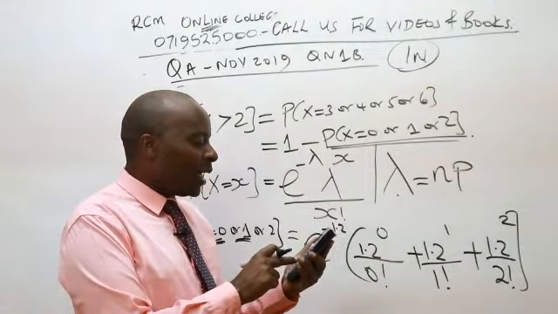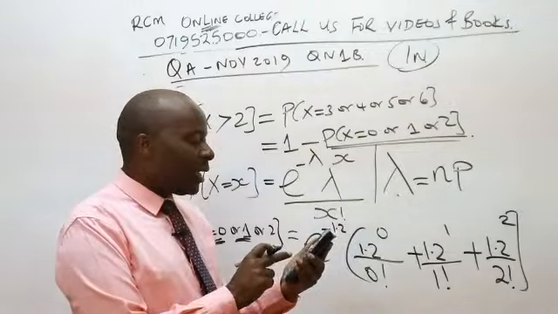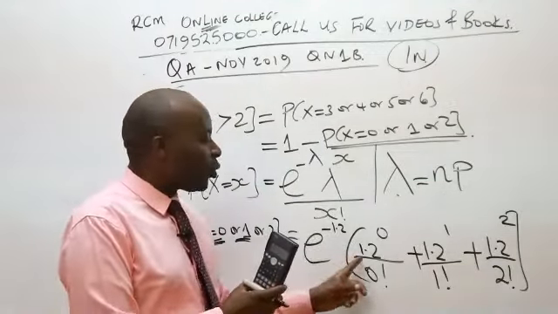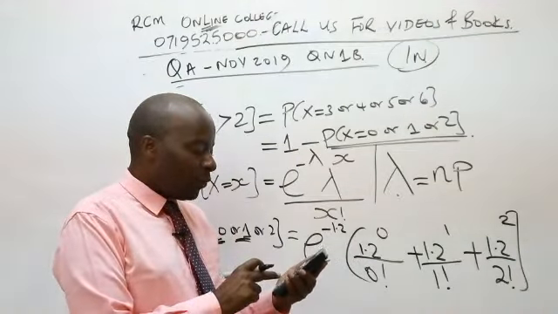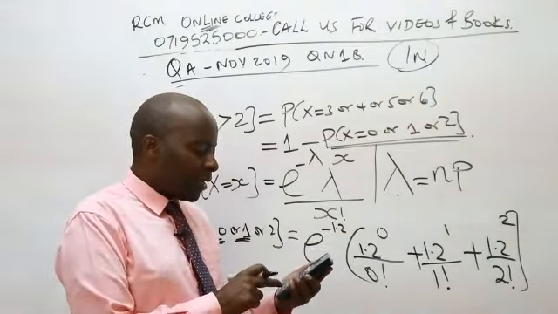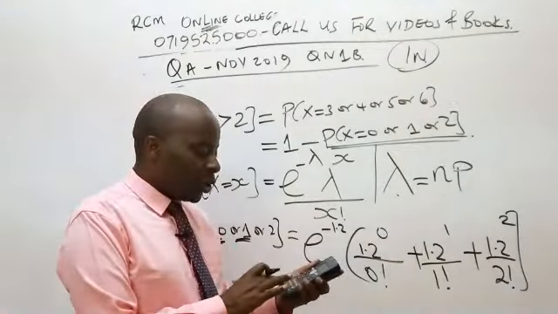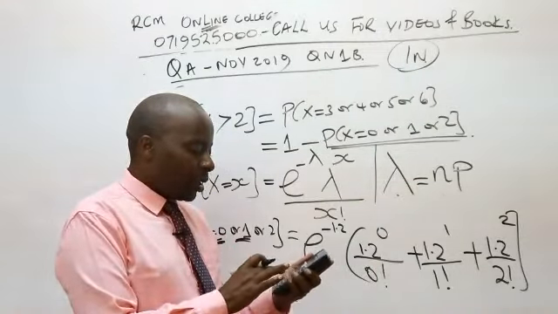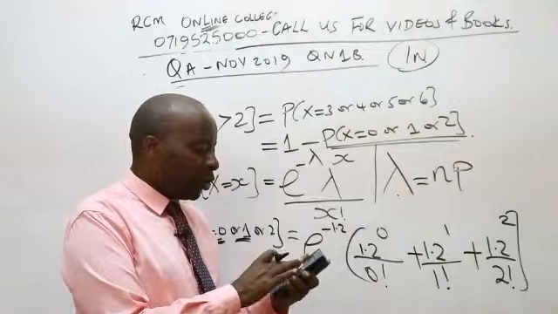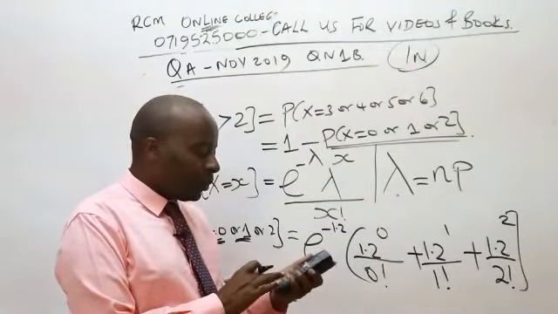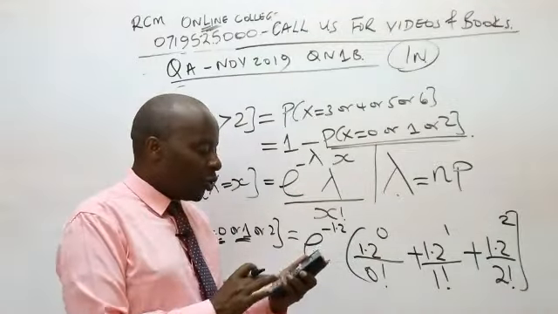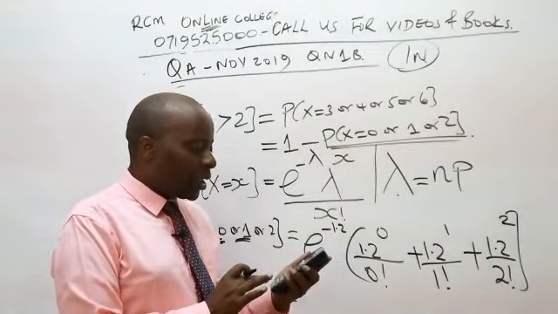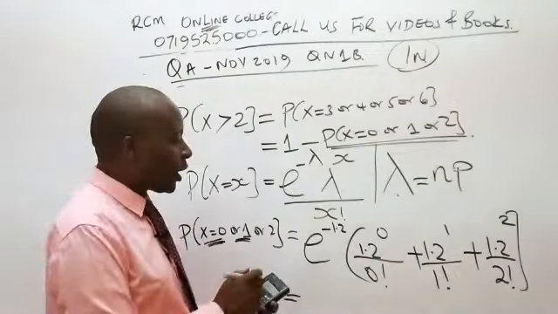I have to go back a little bit. This is supposed to be 1.2 raised to 0, all over 0 factorial. So shift like that. Plus we have 1.2 raised to 1 divided by 1 factorial plus 1.2 squared divided by 2 factorial. Close brackets, you say equals. What are you able to get here?